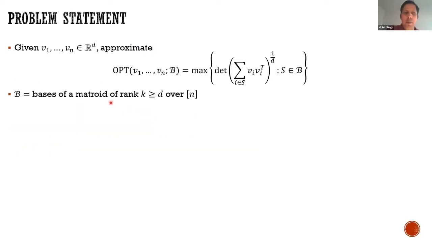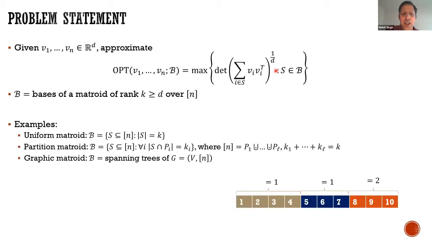So let me formalize the problem for you again. I'm giving you n vectors in R^d, and a set family that we're given. The set family we'll consider is the bases of a matroid of rank k, which is going to be bigger than d. And our goal is to pick one basis and to maximize the determinant of the sum of rank-1 matrices formed via v v transpose for all the vectors in this basis. For appropriate scaling purposes, because this is a d by d determinant, I will scale it to the d-th root.